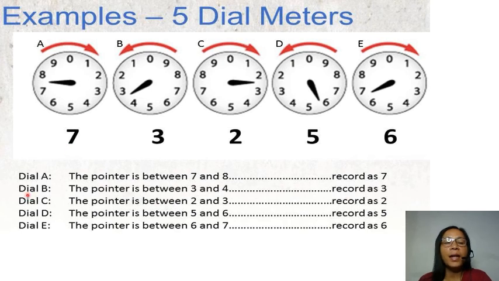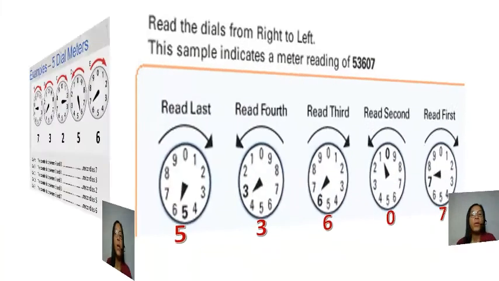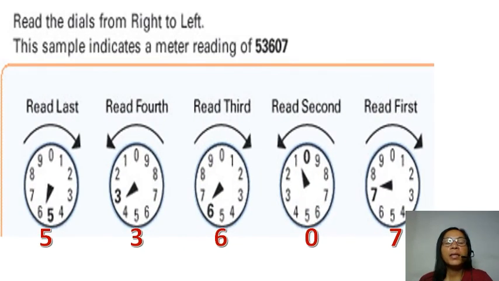Now take note, dial A, the pointer is between 8. Ito na yun. Na-explain na natin yun kanina, di ba? Okay. So, tandaang mabuti. Tingnan mabuti ang placement ng dials kung saan siya. Then take the smaller number. Okay? So, let's proceed. Next. Read the dials from right to left. So, ito na yung sinabi ko kanina. In reading a dial, you have to begin it from the right going to your left. So, this must be the first, the second, the third, fourth, and fifth, and so on.